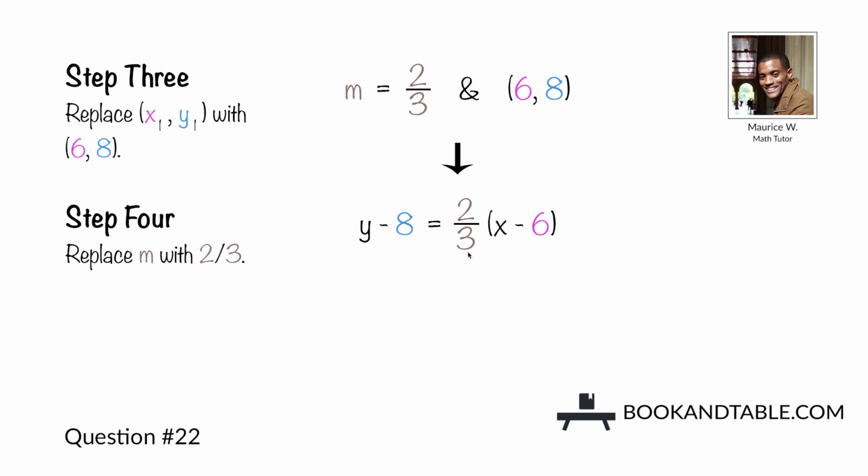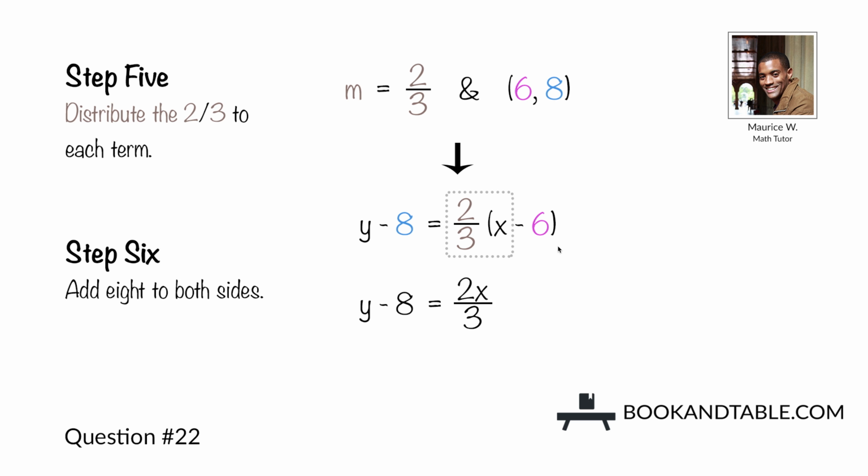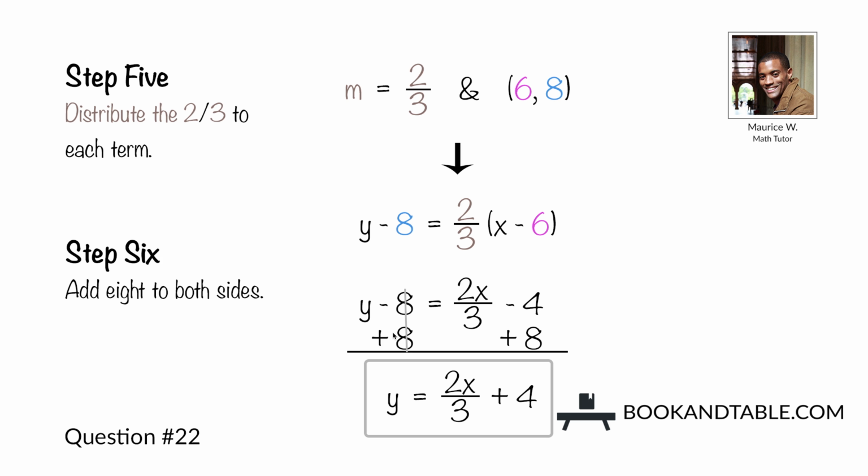So step 5, we'll distribute the 2/3 to each term. 2/3 times x will give us 2x over 3. 2/3 times negative 6 will give us 2 times negative 6, which is negative 12 over 3. Negative 12 over 3 is equal to negative 4. And now step 6, we'll add 8 to both sides, giving us negative 4 plus 8 is positive 4. So the equation of the perpendicular line we are looking for is y is equal to 2x over 3 plus 4.